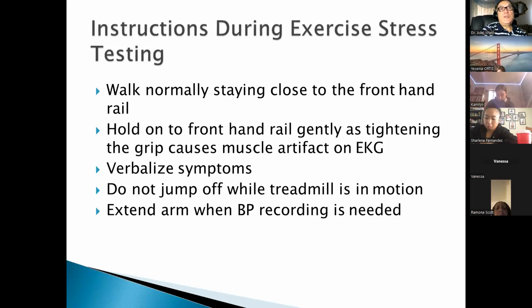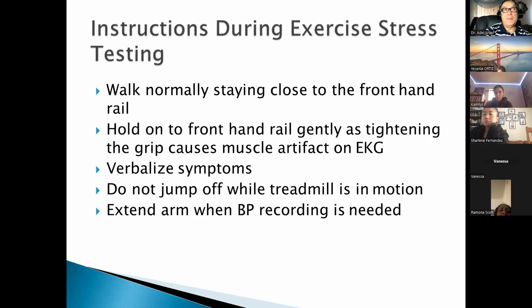What should we instruct the patient during exercise? We say: walk normally, stay close to the front handrail, hold on to the front, and don't bend your arm, because we are going to attach the cuff of the blood pressure manometer. So we have to give an instruction that when you feel the cuff inflating, extend your arm. So extend your arm when blood pressure recording is needed.